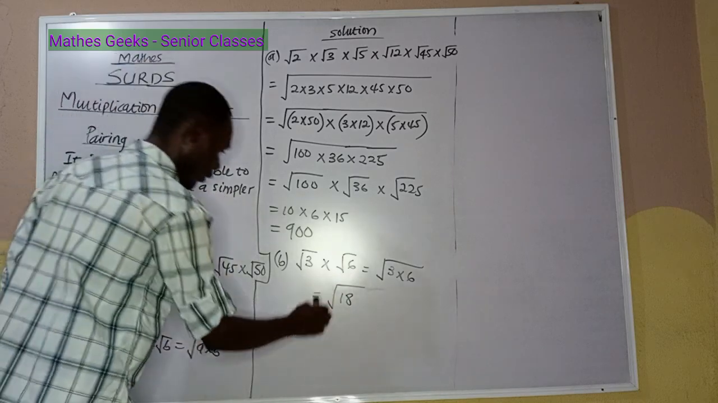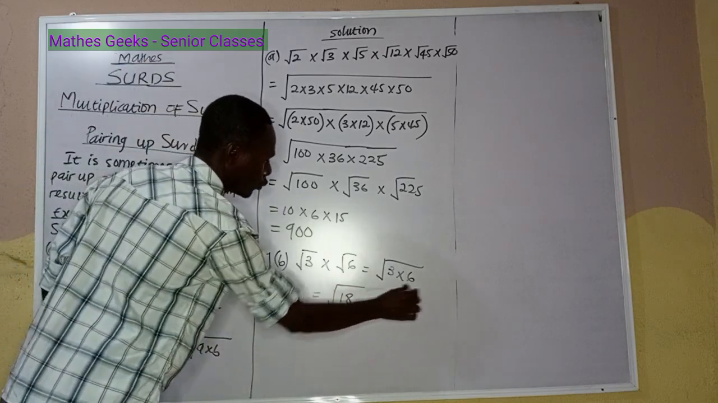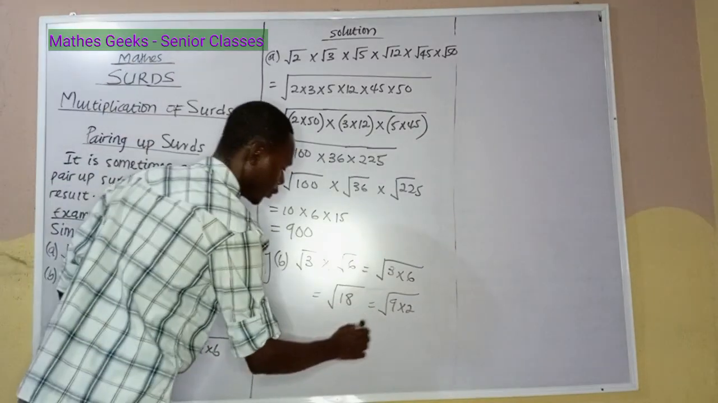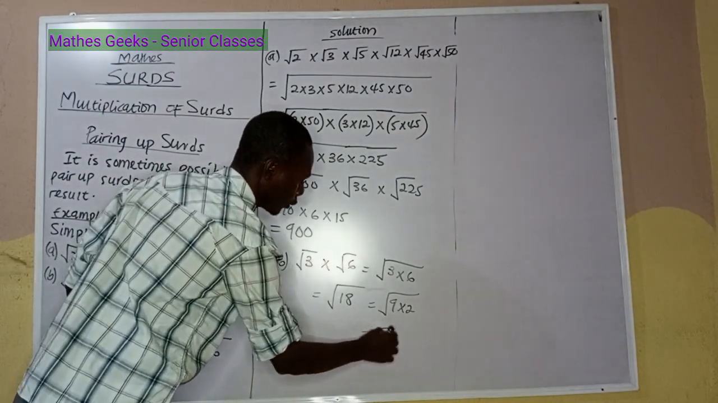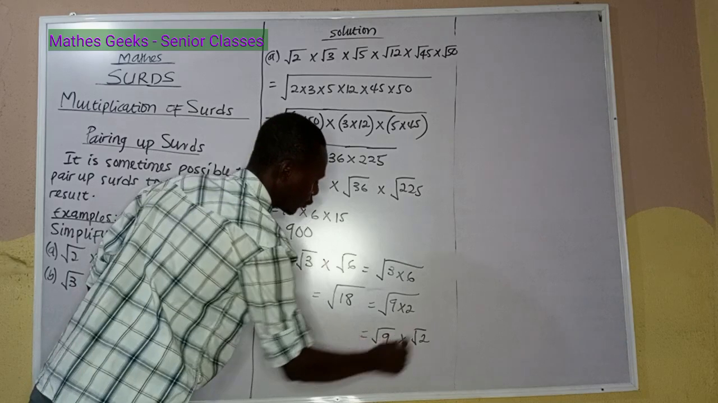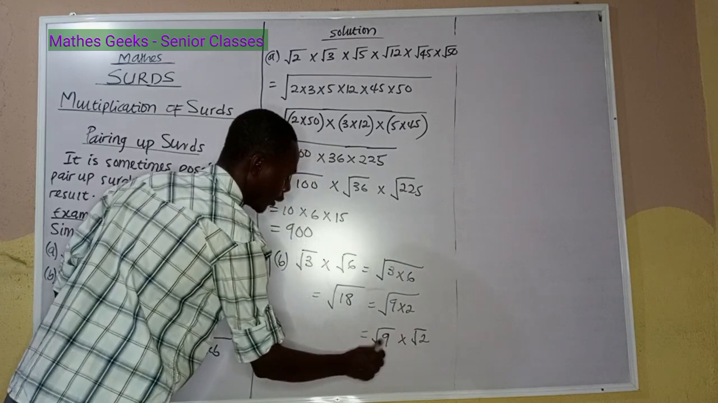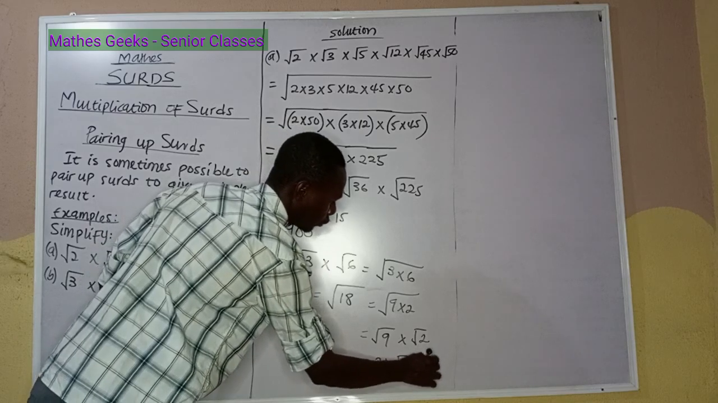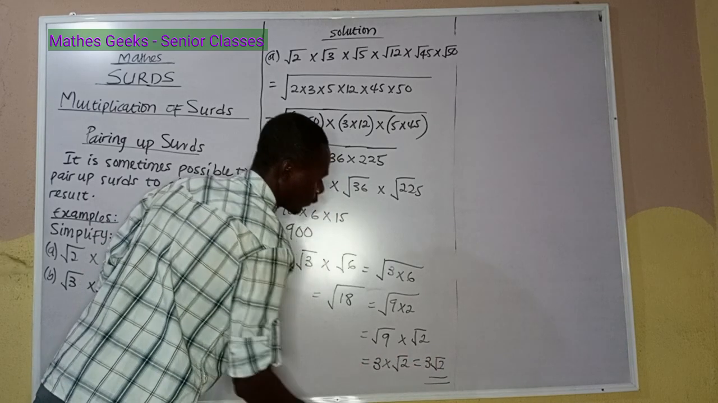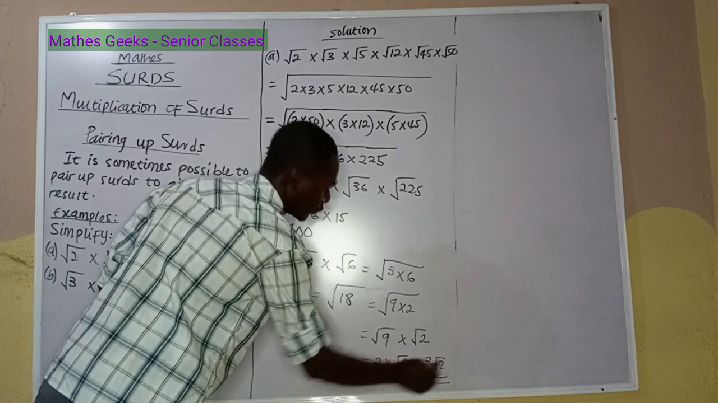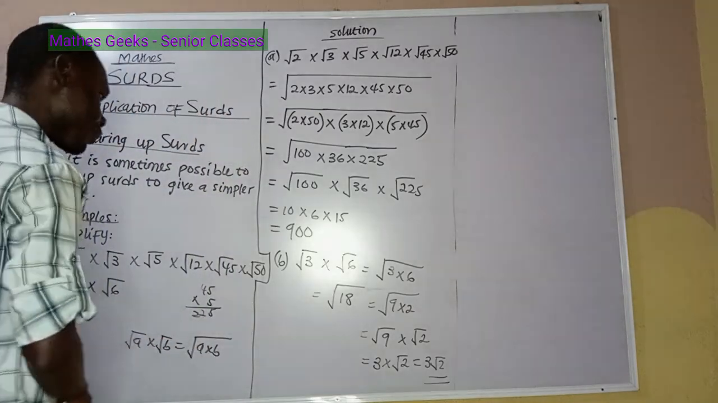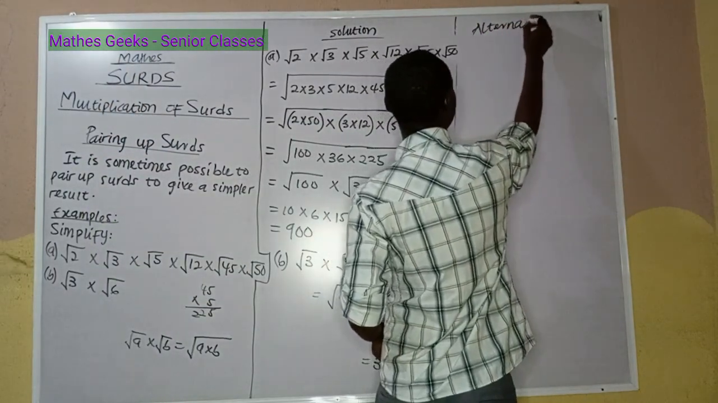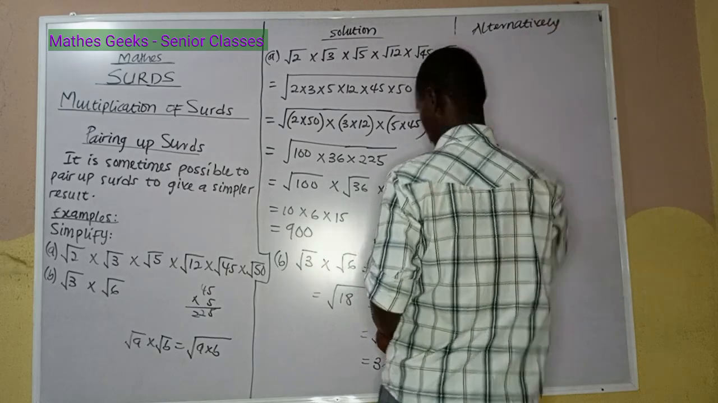Now root 18 is equal to root 9 times 2. And root 9 times 2 is equal to root 9 times root 2. And this is equal to 3 times root 2, which is equal to 3 root 2. Final answer, 3 root 2. Or alternatively, we can solve this.